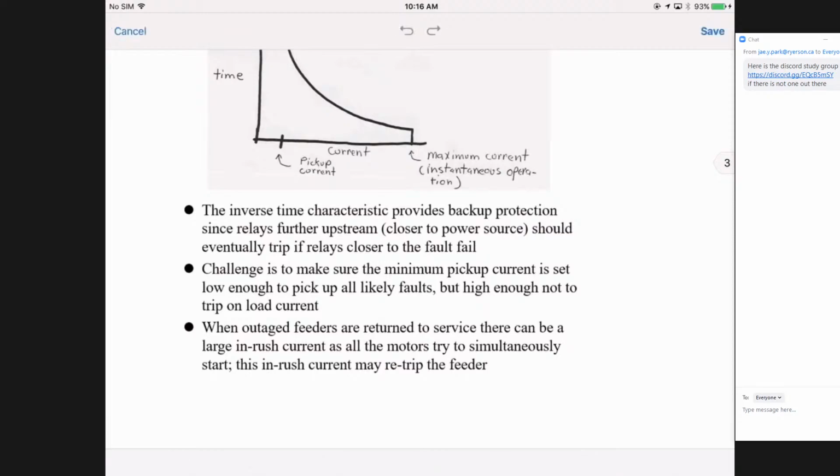The inverse time characteristic provides the backup. As I say, you can wait, because if the current is small, you don't have to be responsible for it. Let me give a very simple example. I have a load here, and I have a source here. We put a breaker here, and we put a breaker here.